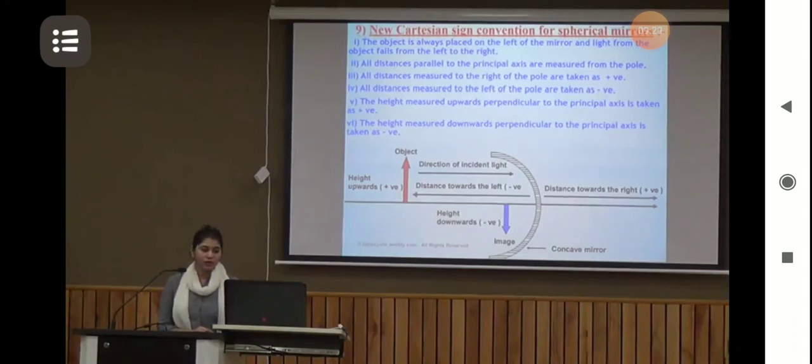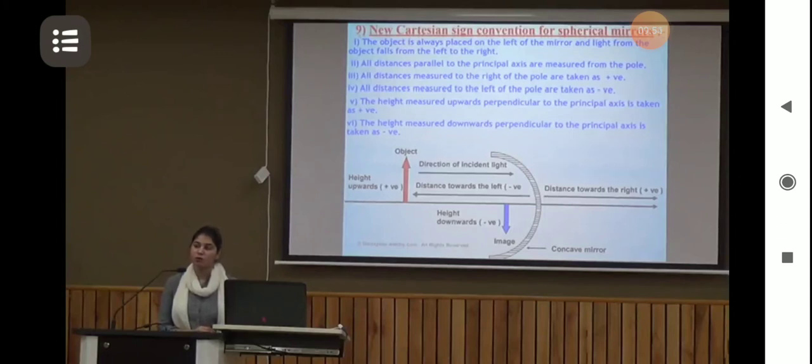All the distances which are parallel to the principal axis are measured from the pole. All the distances measured to the right are taken as positive. All the distances measured to the left of the pole are taken as negative. Whatever heights we measure above the principal axis are taken as positive. Heights taken below the principal axis, or downwards, are taken as negative.